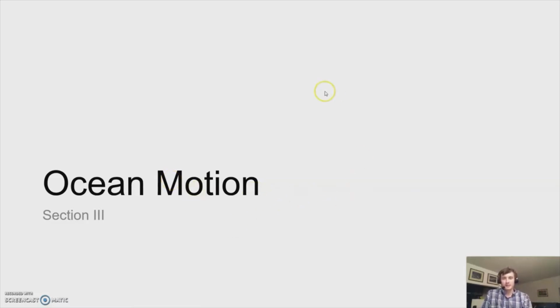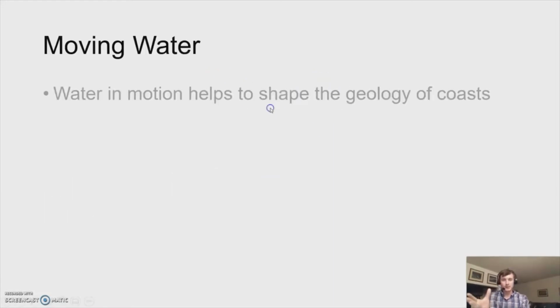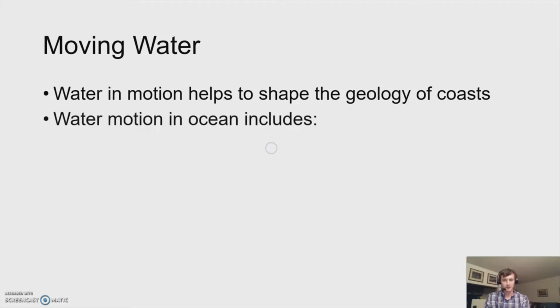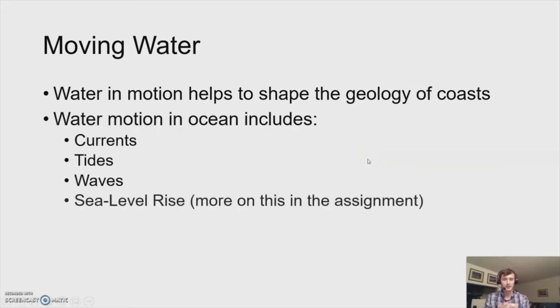Here we're going to talk about the motion of the ocean. Let's get started. So, water moves. We all know this, I hope. The motion of water, especially where it touches land, helps to shape the geology of the coasts. Right? And we're talking about currents and tides, as well as waves and sea level rise generally.